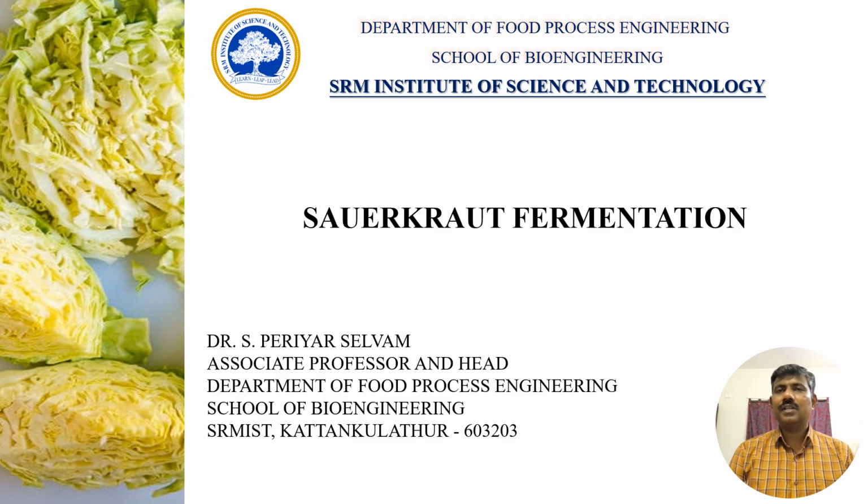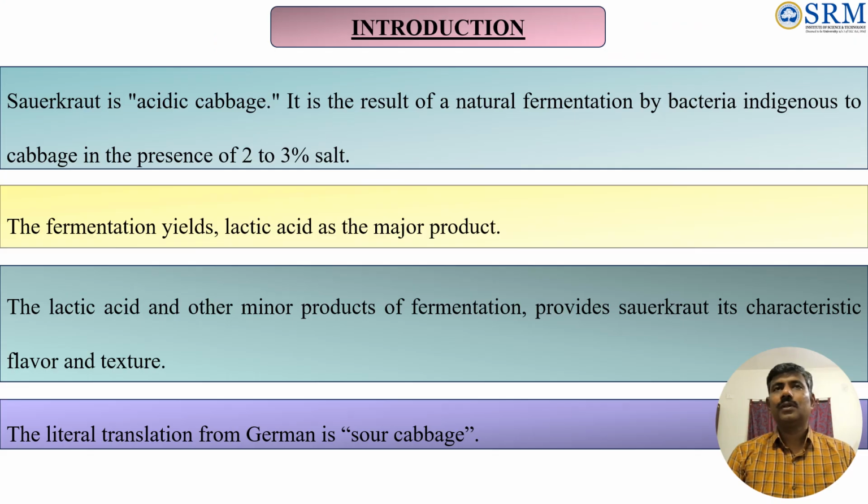In the current session, I will brief about the Sauerkraut fermentation. Sauerkraut fermentation is a natural fermentation where shredded cabbage mixed with salt undergoes a lactic acid fermentation, transforming into a tangy preserved food. Sauerkraut means sour cabbage in German. Sauerkraut is also called acidic cabbage. Natural fermentation occurs through endogenous bacteria present in the cabbage in the presence of 2 to 3% of salt.